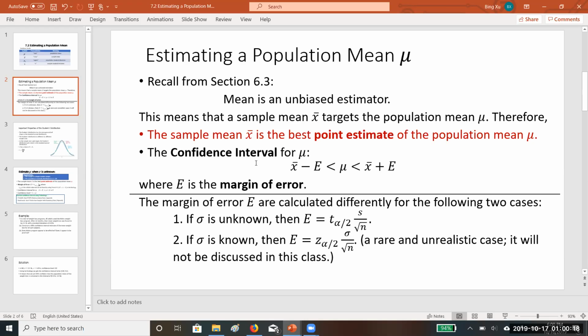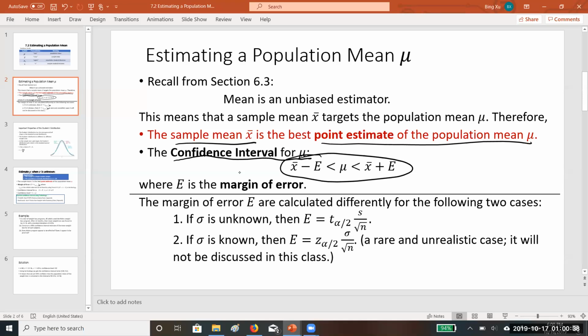So that means we can use the mean of a sample to estimate the mean of the population. And the sample mean is the best point estimate, right? And to find the confidence interval, if you want a little range to estimate the population mean, this is the formula. It's the sample mean minus margin of error to sample mean plus margin of error. Based on different situations, margin of error is found differently.